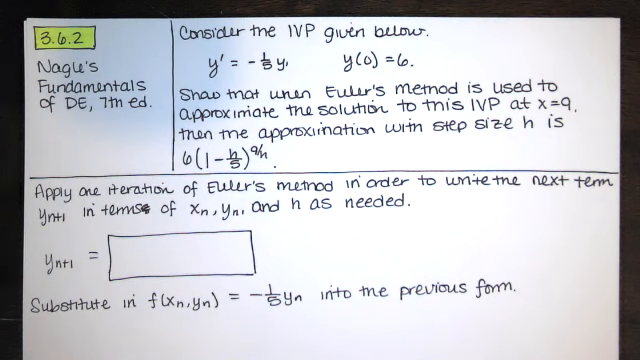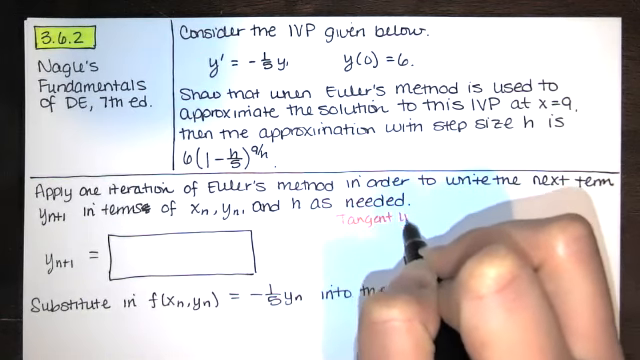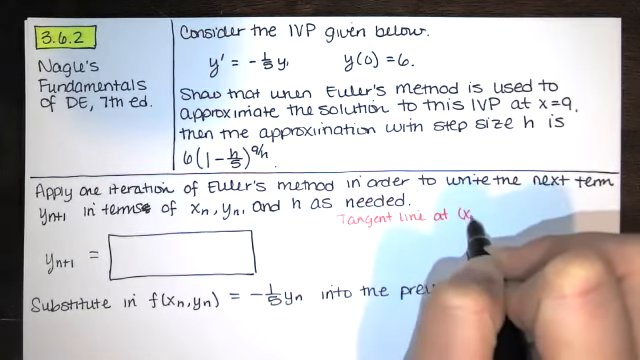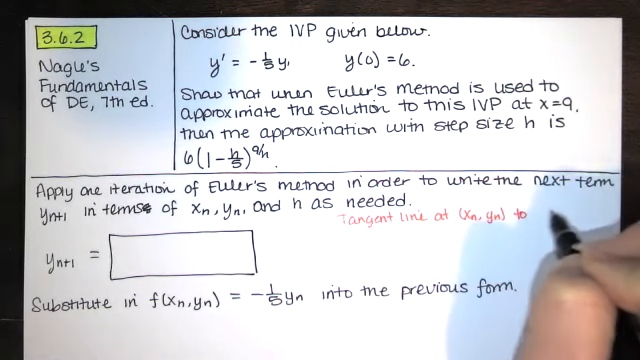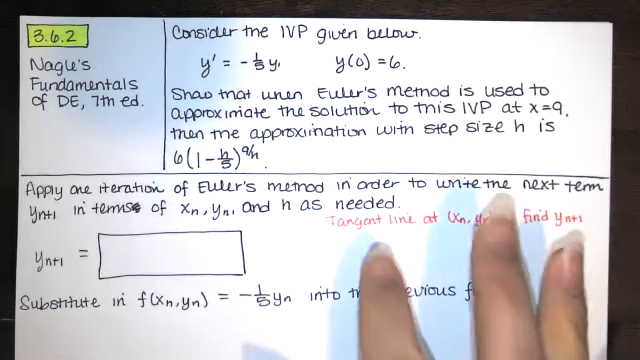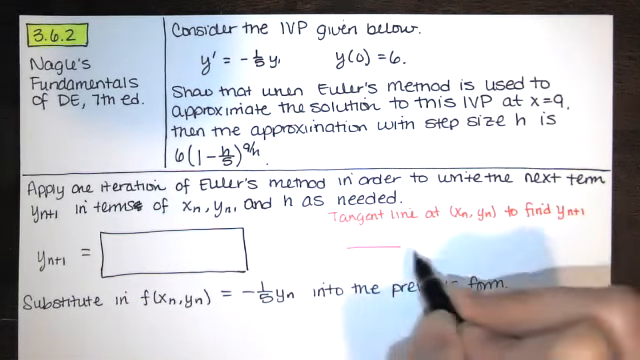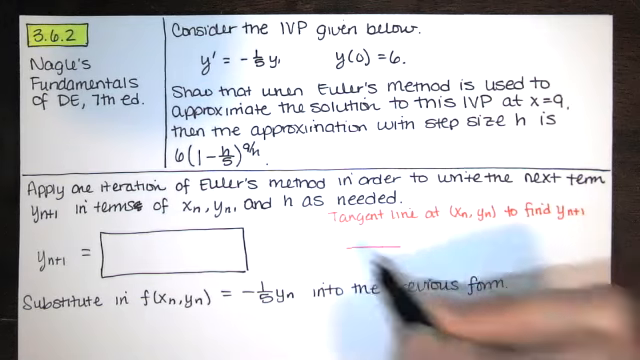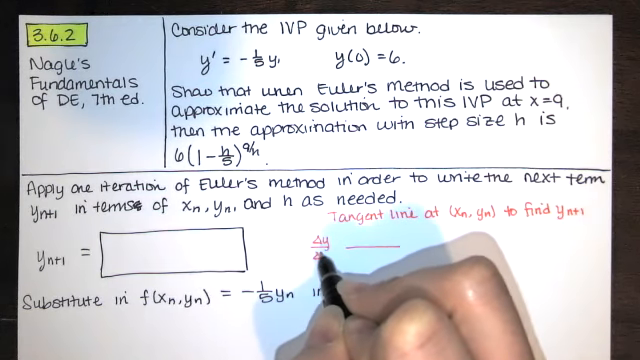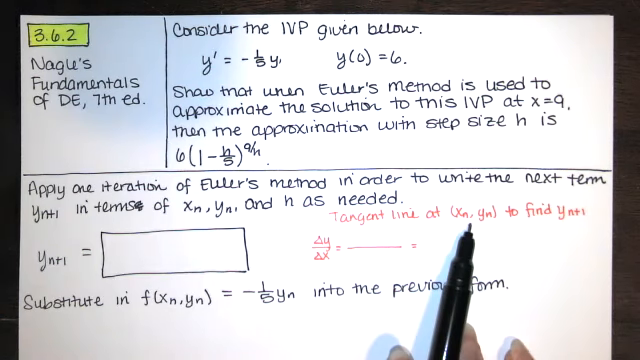Now, remember how Euler's method is designed. It's basically saying, let's use the tangent line at the point x sub n, y sub n to find y sub n plus 1. That's what we're doing whenever we're applying Euler's method. And so what that means is that the change in y over change in x is equal to the slope of the tangent line at that point.